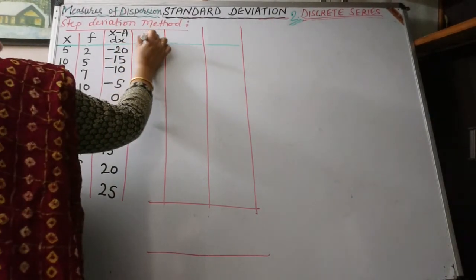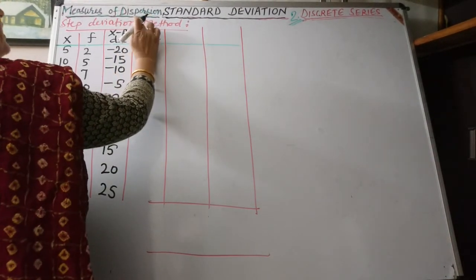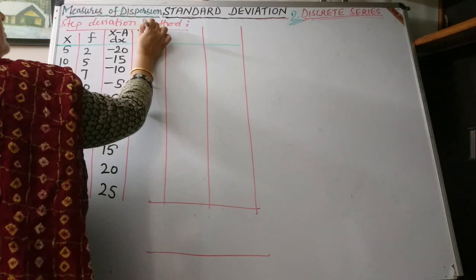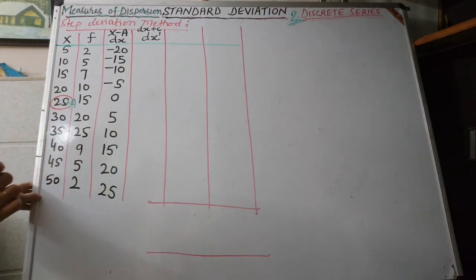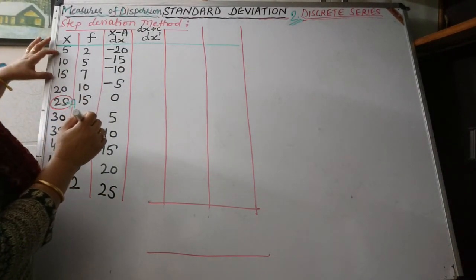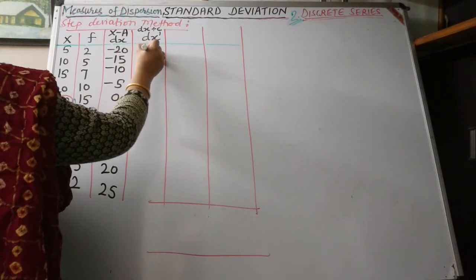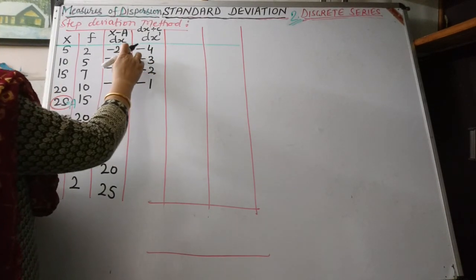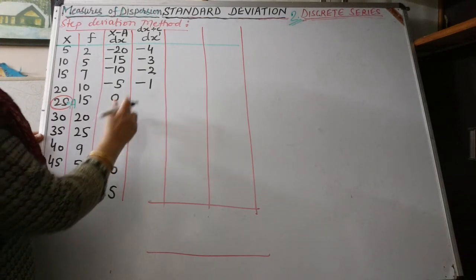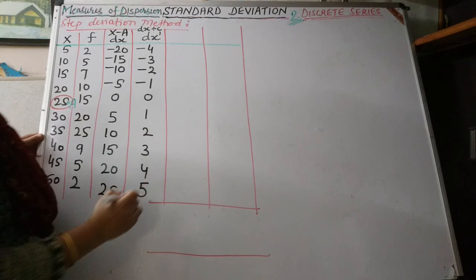Then let us calculate dx dash. Dx dash means dx divided by the common equal class interval, and the common equal class interval is 5. All the values of dx are divisible by 5. So we will divide the values of dx by 5: minus 4, minus 3, minus 2, minus 1, 0, 1, 2, 3, 4, 5.